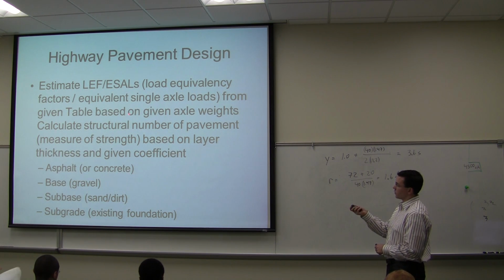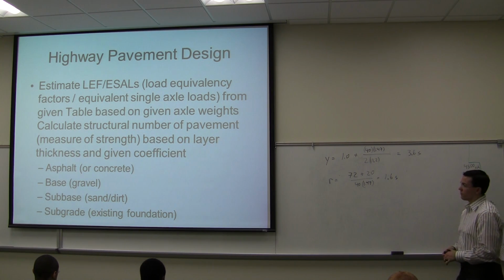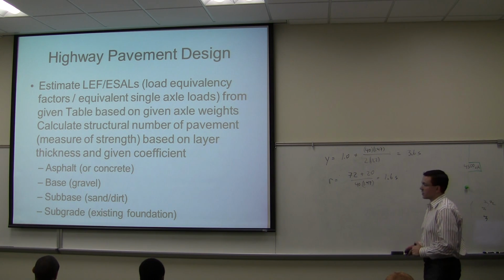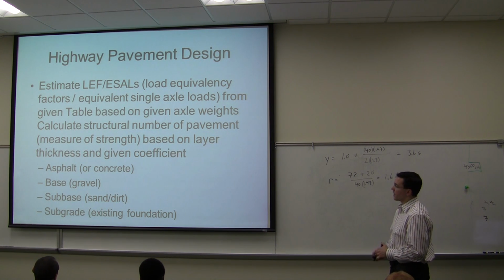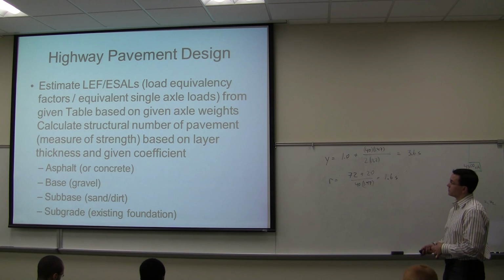So that load equivalency factor is the first half. The second half is what's the structural number of the pavement, and the structural number is kind of the measure of strength, and it's based on that layer thickness as well as the strength of the layer. And it's assumed that for asphalt concrete you're going to have a subgrade, which its depth is infinity, then you have a subbase, then a base, and on top of that you have your asphalt or your concrete. This structural number calculation will apply to both asphalt and concrete pavements.